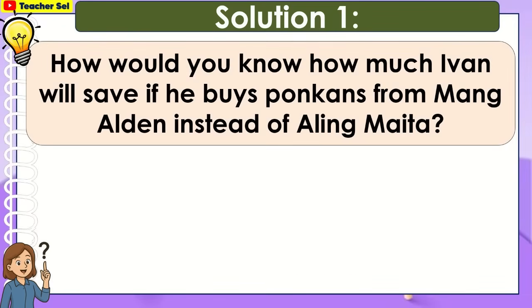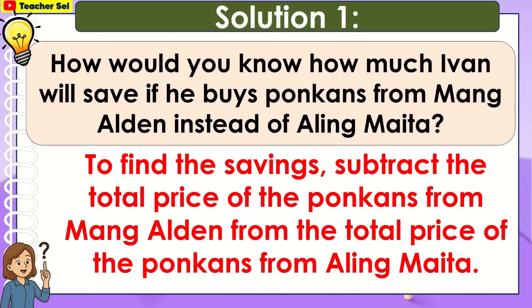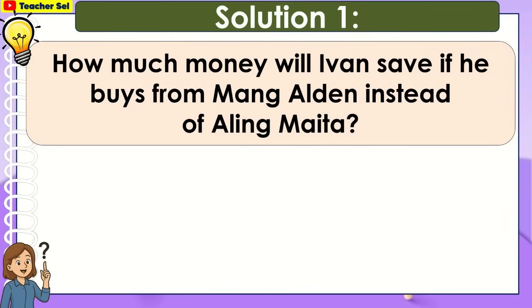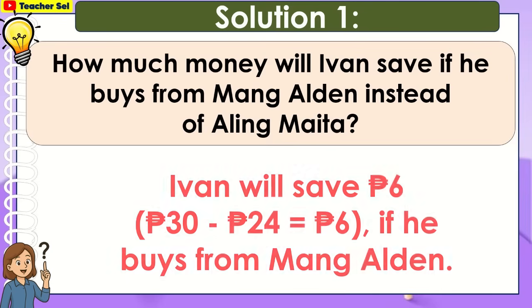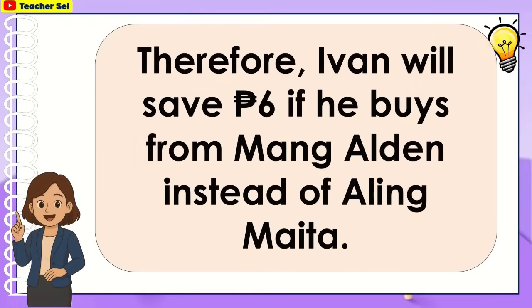How would you know how much Ivan will save if he buys pongkans from Mang Alden instead of Aling Maita? To find the savings, subtract the total price of the pongkans from Mang Alden from the total price of the pongkans from Aling Maita. How much money will Ivan save if he buys from Mang Alden instead of Aling Maita? Ivan will save 6 pesos. 30 pesos minus 24 pesos equals 6 pesos if he buys from Mang Alden. Therefore, Ivan will save 6 pesos if he buys from Mang Alden instead of Aling Maita.